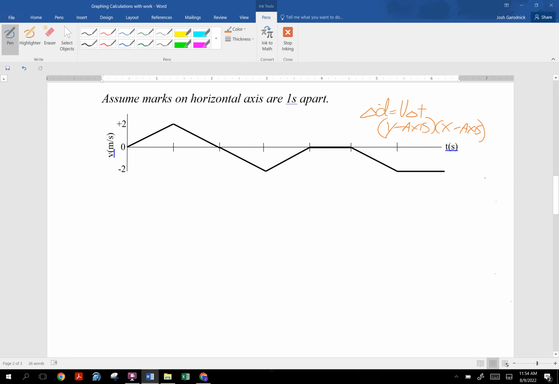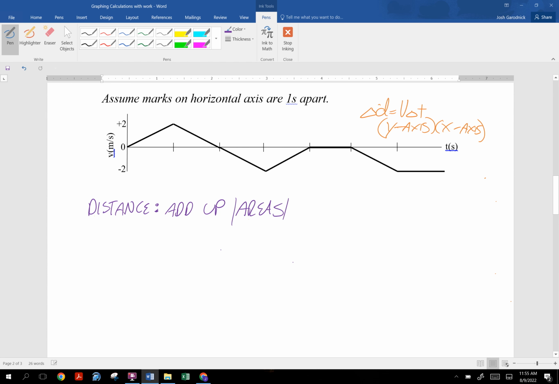Okay, so we're taking the area of this graph. That's important. When it comes to velocity time graph, it is all about area. So let's do distance first. Distance is the absolute values of the areas. You add up areas.